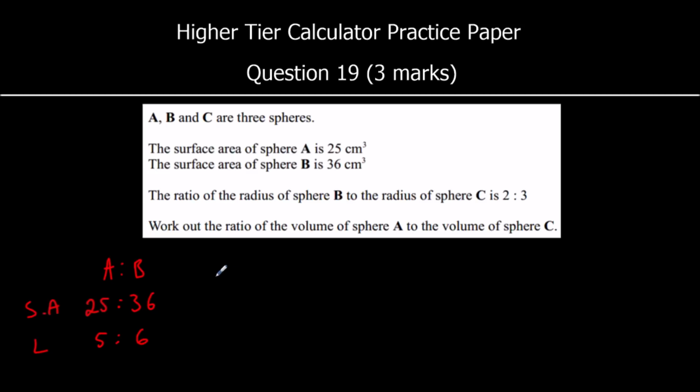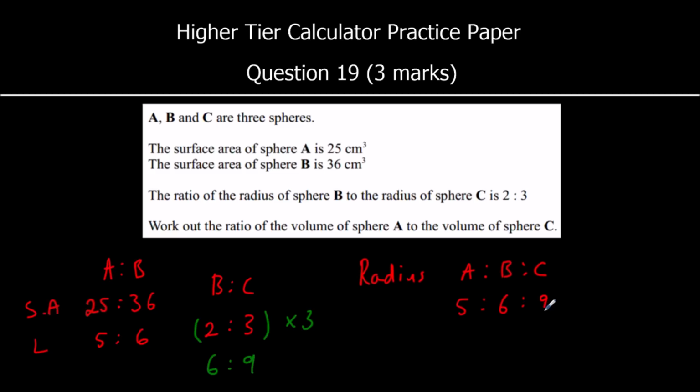And for B to C, it's 2 to 3. So we want to make the B's the same again. So I want them both to be 6. So times by 3 will give us 6 to 9. So for lengths, for the radius, A to B to C is 5 to 6 to 9.